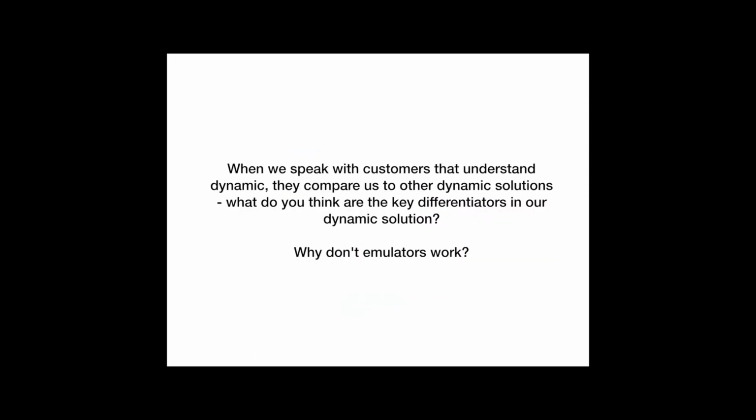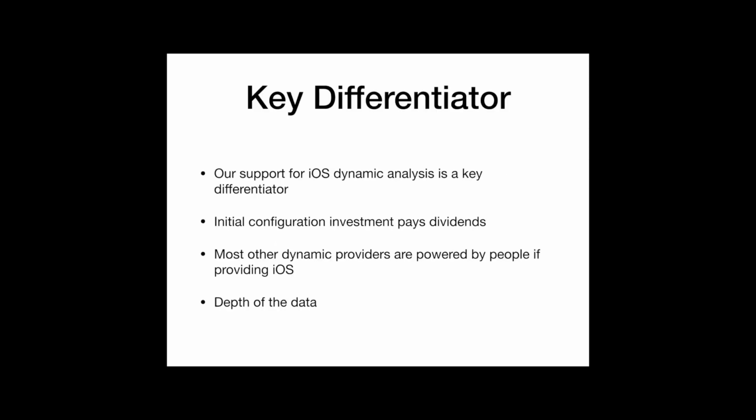So, just trying to move through quickly here. When we speak to customers that understand dynamic, they compare us to other dynamic solutions. What do you think is the key differentiator in our approach, and why don't emulators work? A key differentiator for us is that iOS dynamic analysis is hard. It's hard to build a system that does iOS dynamic. We've spent a lot of time trying to figure out how that works, and it's something that we've not seen a lot of our competitors being able to do.